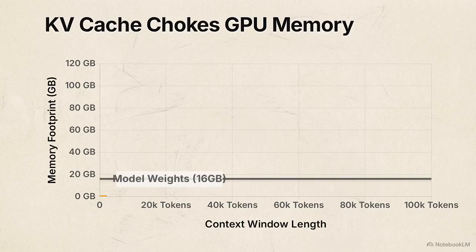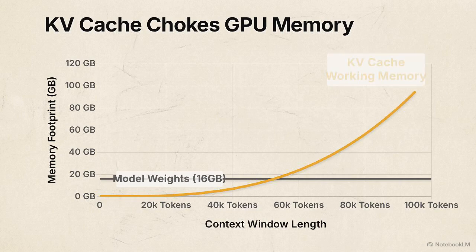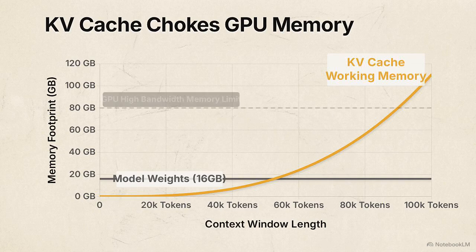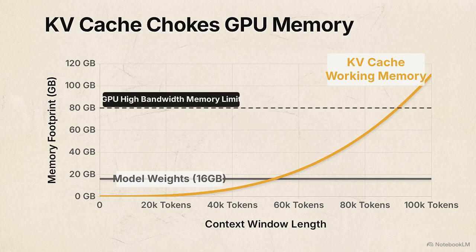As the context window expands, this working memory footprint grows exponentially, quickly eclipsing the memory required for the model's static weights. This chart isolates the problem, comparing static parameter memory against the KV cache as context length increases. Static weights remain flat, while KV cache memory curves aggressively upward. This footprint chokes high bandwidth memory, paralyzing autoregressive generation speeds.